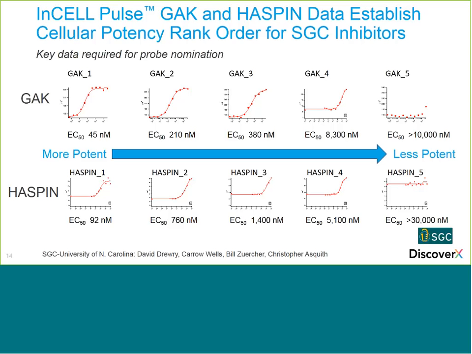So we've looked at a number of their compounds and rank ordered the cellular potency. And as you can see, they've got potent and selective inhibitors that have very potent cell-based activity from 45 nanomolar, and then of course the SAR series goes all the way up to compounds that don't really bind at 10 micromolar. So these types of data have really enabled their efforts on nominating a GAC probe. They'll be, I think, publishing this data, and I acknowledge the folks I've worked with from the SGC, David, Caro, Bill, and Chris. It's been a wonderful collaboration.